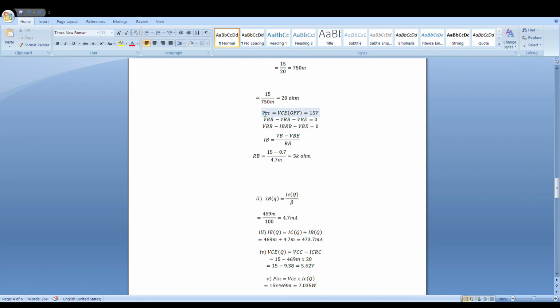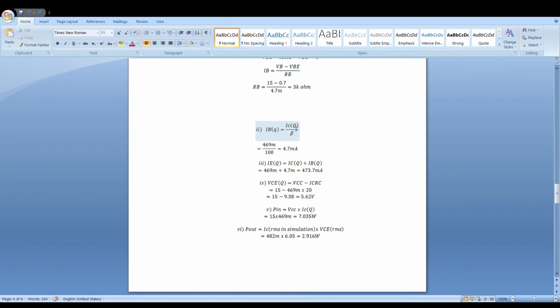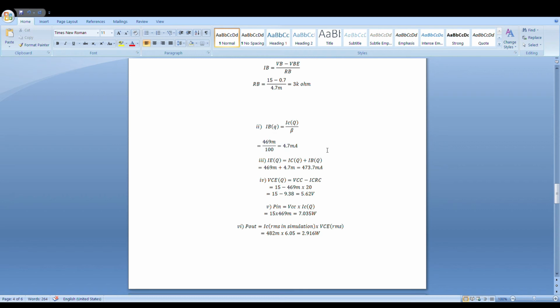So next we need to find the RB. We use VBB minus VRB minus VBE equal to 0. So RB we get 3 kilo ohm. For the IBQ, it is ICQ over beta. The ICQ is 469 milli and beta is 100. So we get IBQ is 4.7 milliamp.